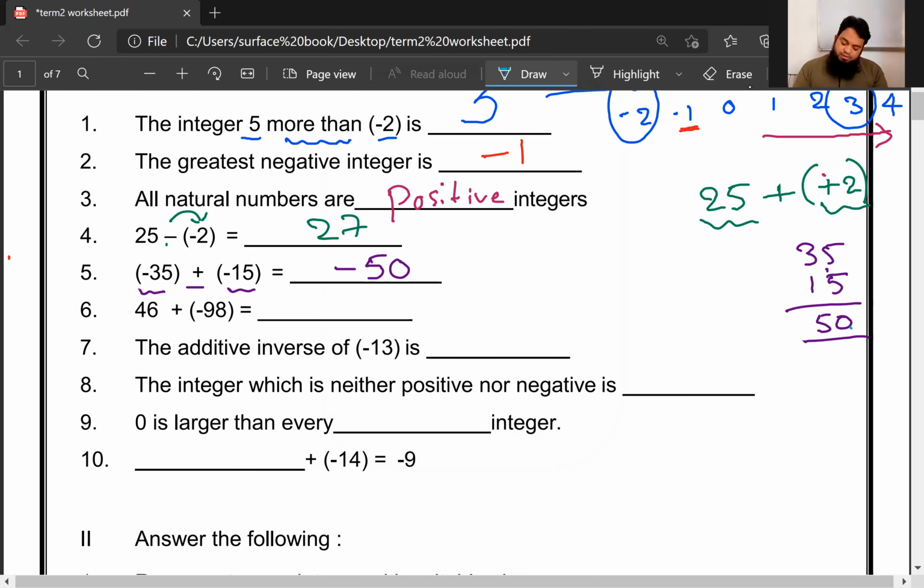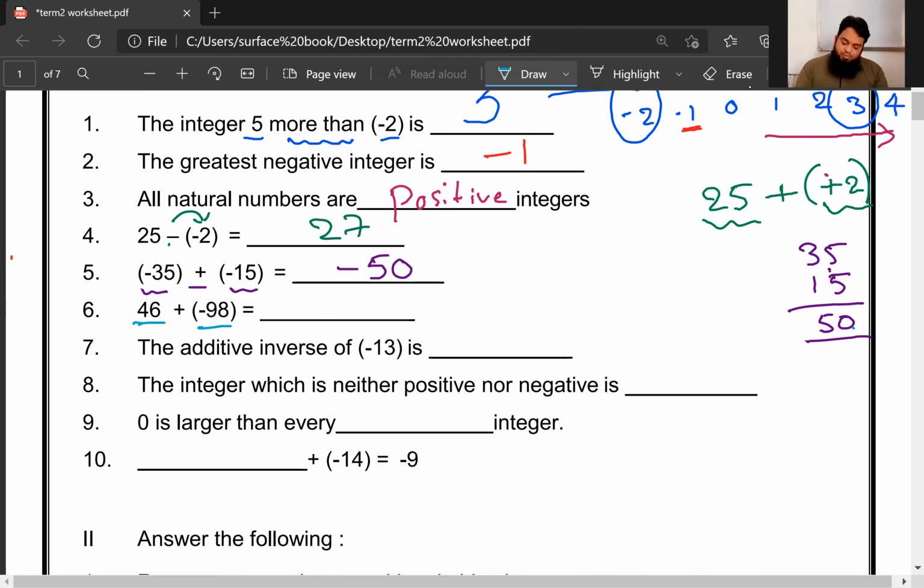Now let us go to the next one. Here also you are adding, but you are adding one positive and one negative. When you are adding one positive and one negative, you have to find the difference. 98 is the bigger number. So 98 minus 46. It will be 8 minus 6, 2, 9 minus 5, 4. So the answer is 52. But what is the sign of the bigger number? The bigger number is 98 and the sign is negative. So the answer is minus 52.